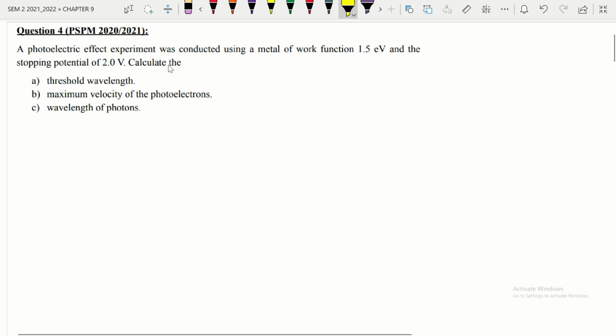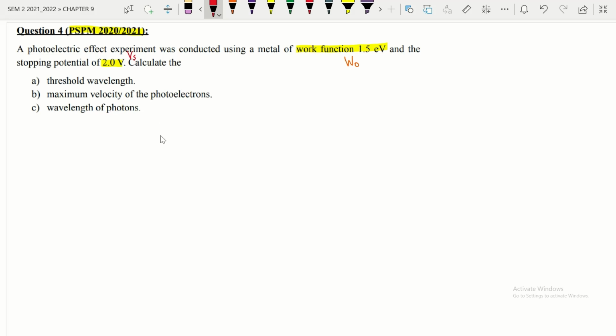So now I'm going to discuss chapter 9 tutorial question number 4. So question number 4 is a PSPM 2020 and 2021 question. A photoelectric effect experiment was conducted using a metal of work function 1.5 electron volt. Okay, so this is the work function. And the stopping potential of 2 volt, and this is your stopping potential.